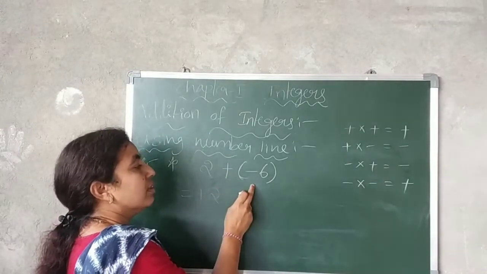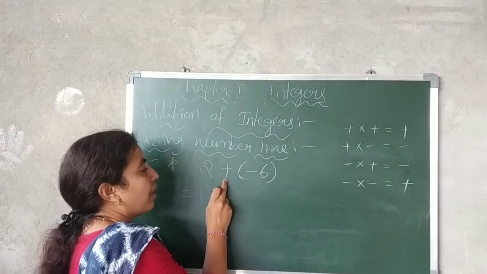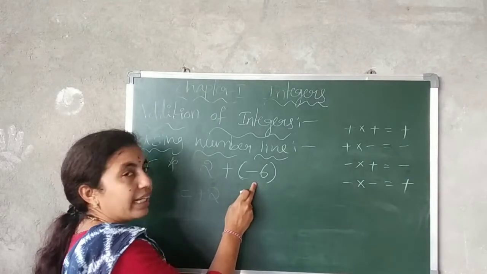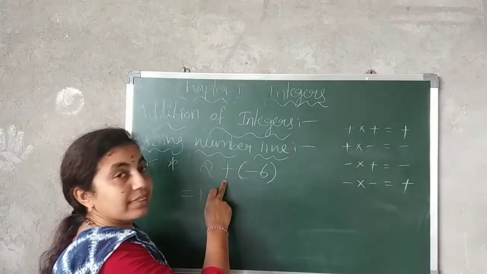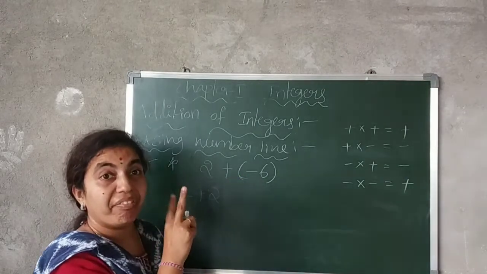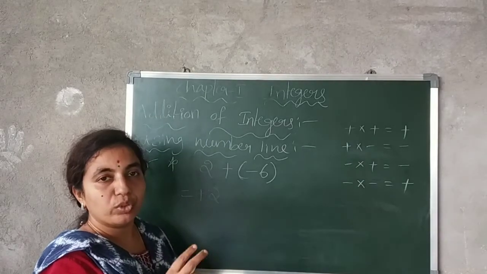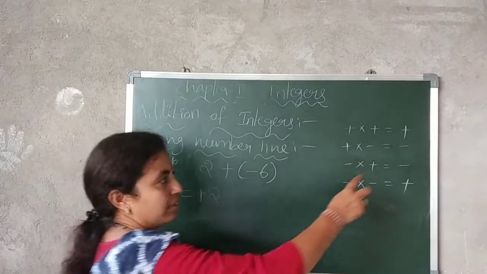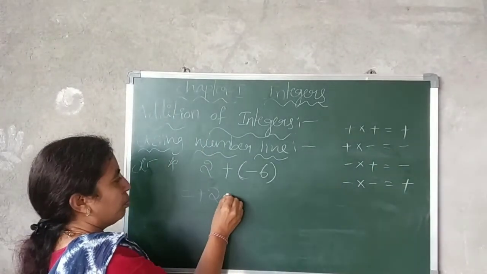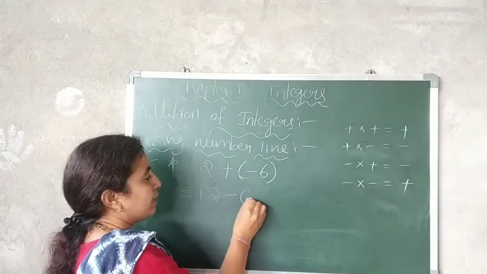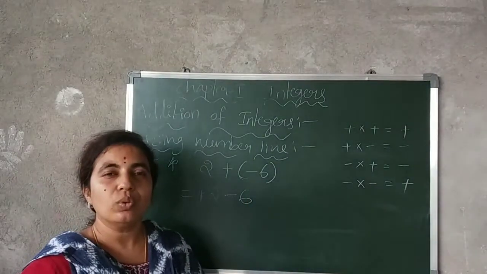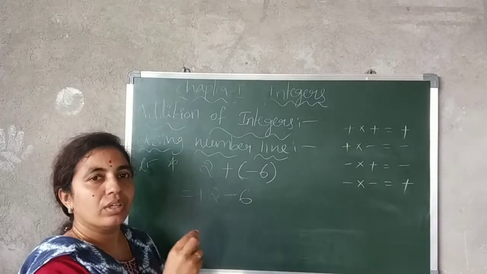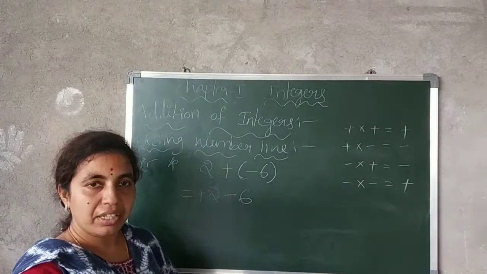Now coming to the bracket, on one side of the bracket you have plus and on the other side minus. Two different signs. When you have two different signs, what will you get? Minus, and the number is 6. So plus 2 minus 6. Now we have to solve this on a number line.